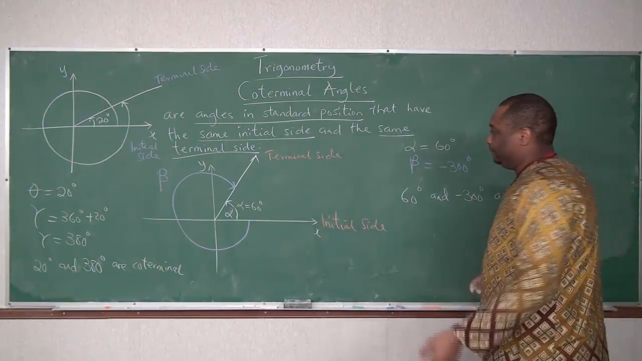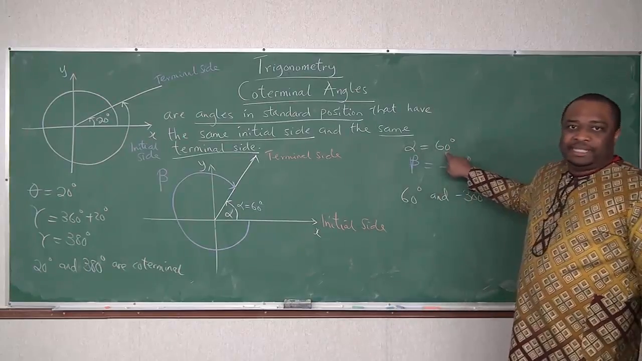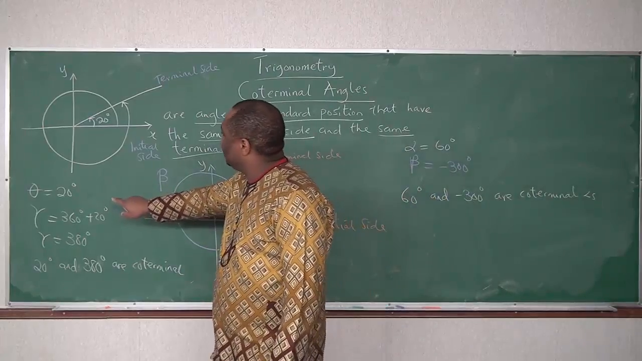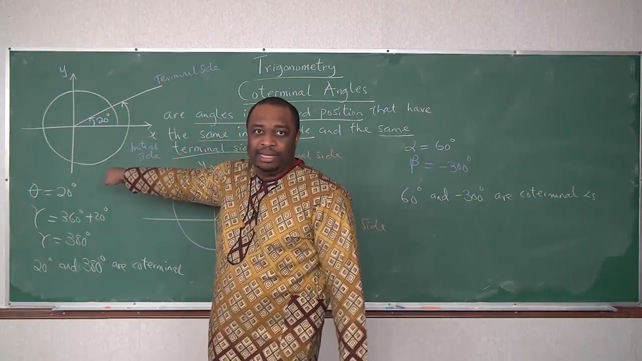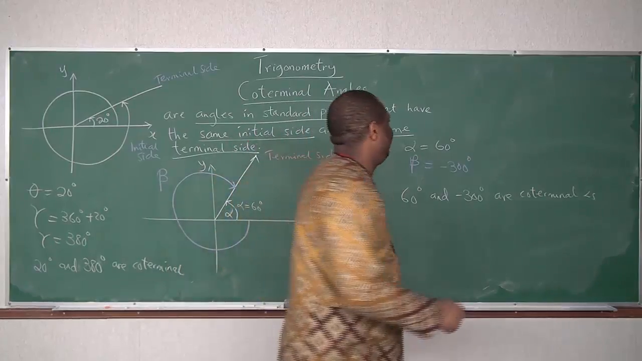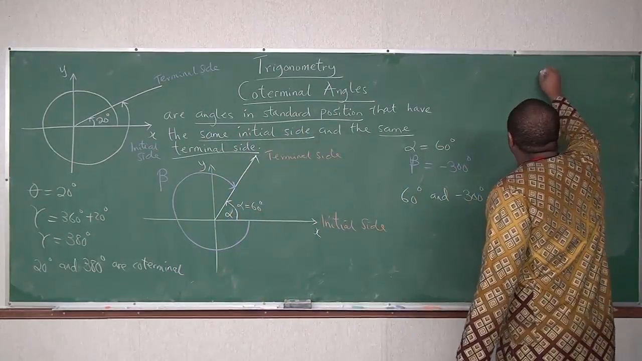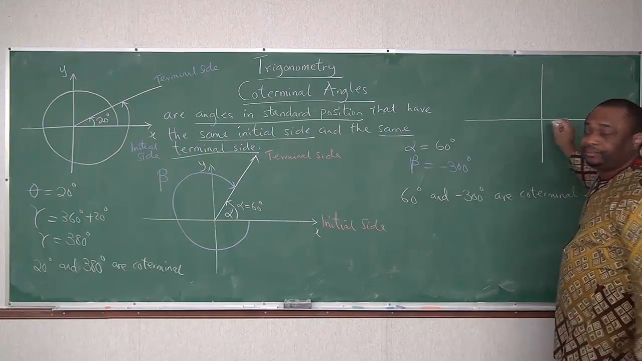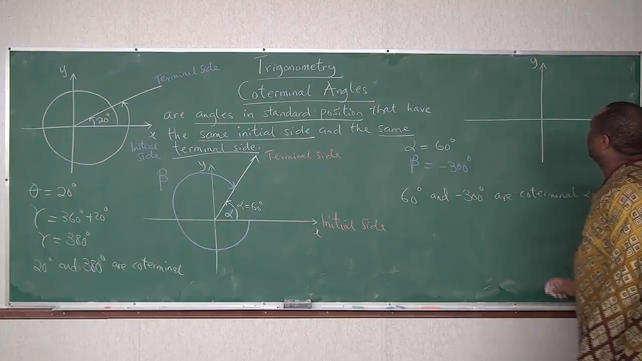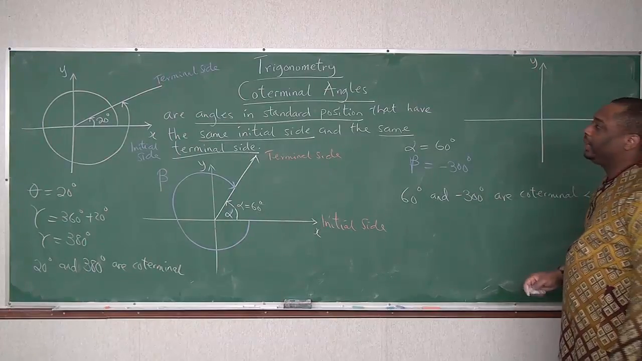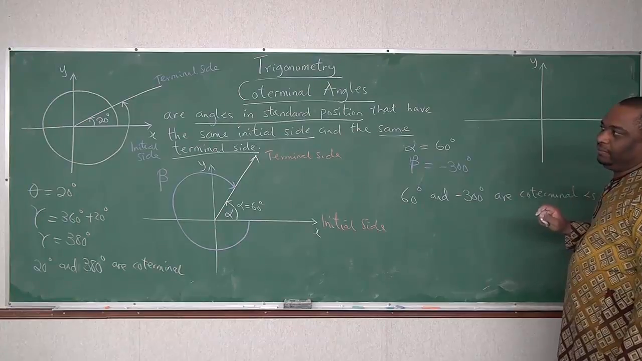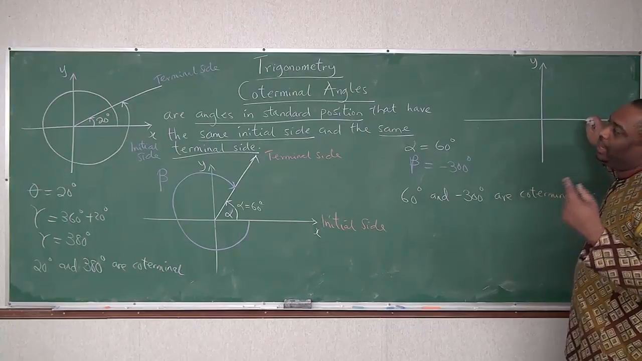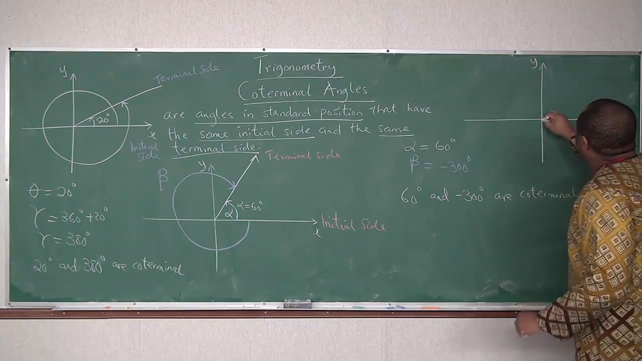Here, the angle is positive and the coterminal angle is negative. Here, the angle is positive and the coterminal angle is positive. Why don't I do negative, negative? And you see what I'm talking about. So if I come here, and I have this coordinate, this is the initial side. Now, let me have a negative, negative. Remember, it must have the same initial side and the same terminal side.